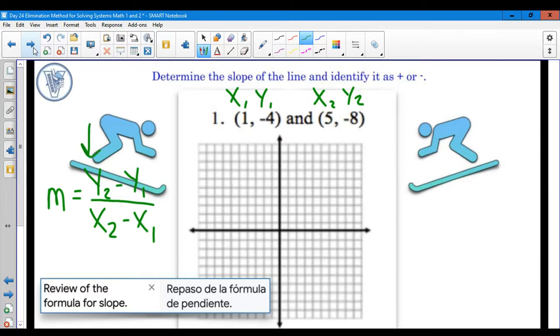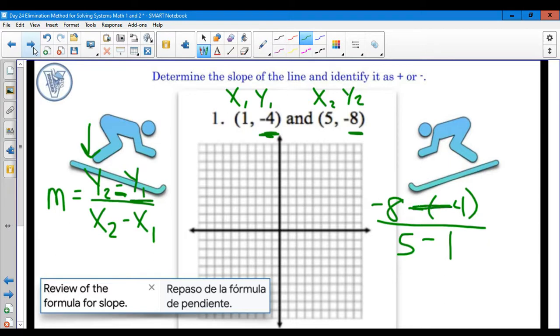I want my y sub 2 first, minus my y sub 1, which is -4. Don't miss that extra minus sign there. That's got to be there. You're subtracting this exact value from here. So -8 minus -4. That's something some kids will miss. Don't miss that. The x sub 2 minus x sub 1 is in our denominator. That's 5 minus 1.